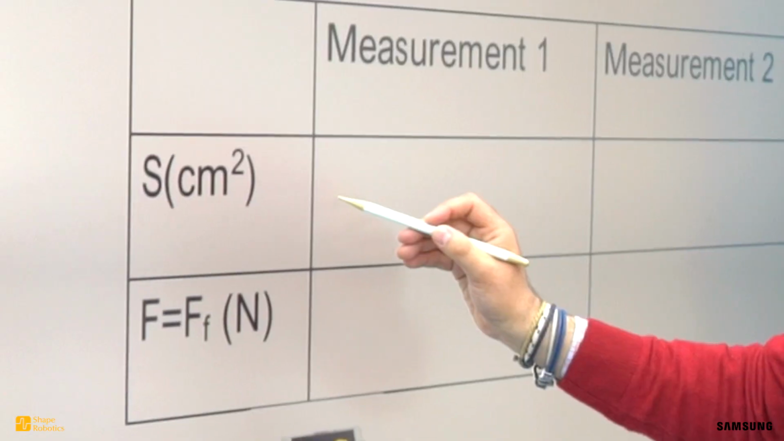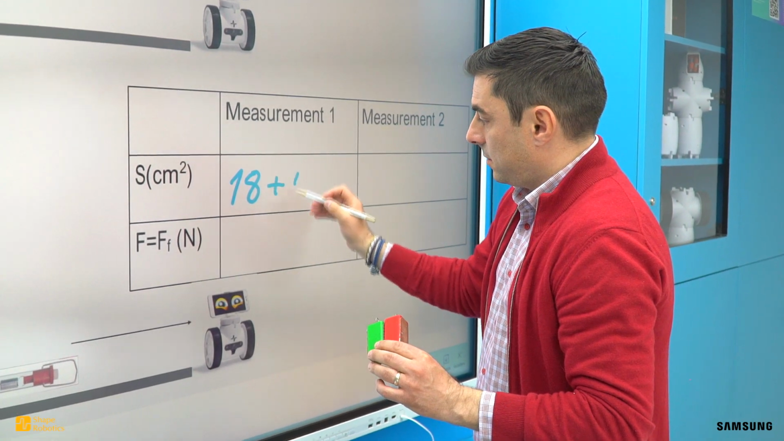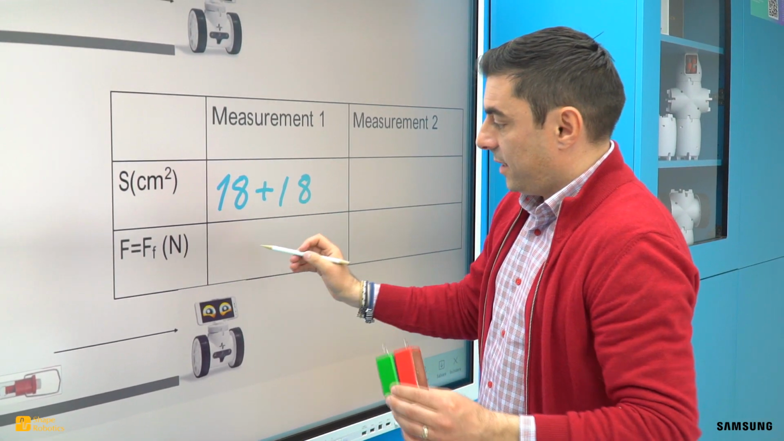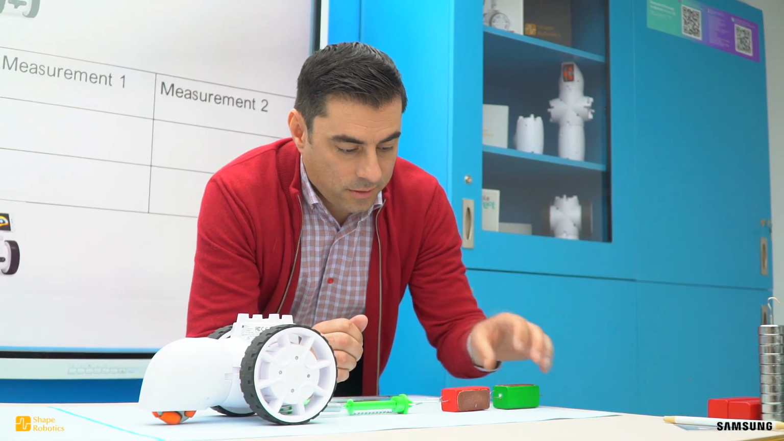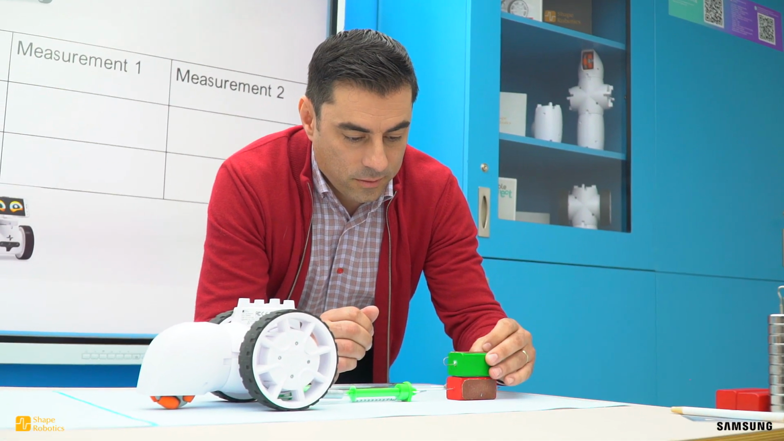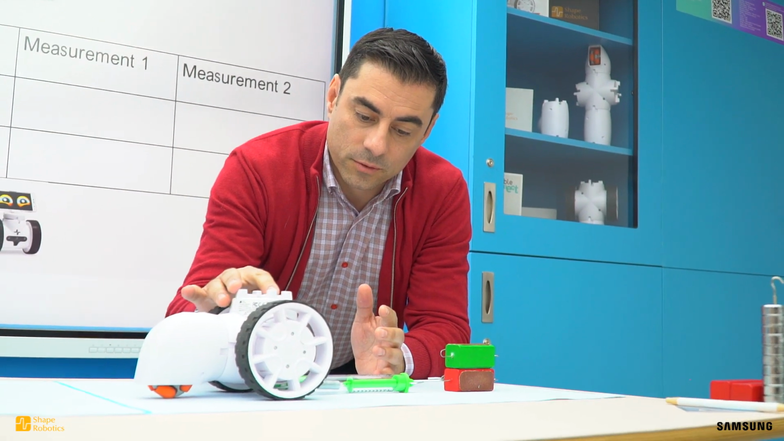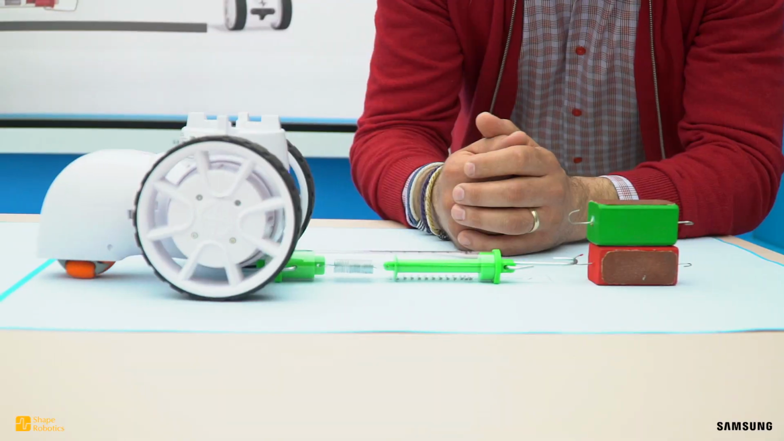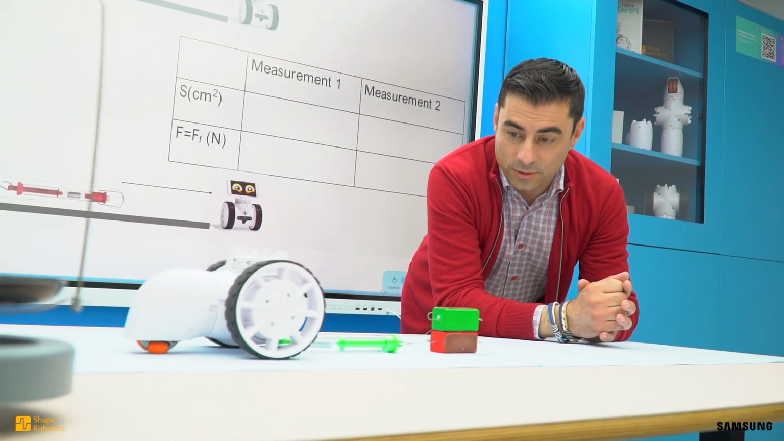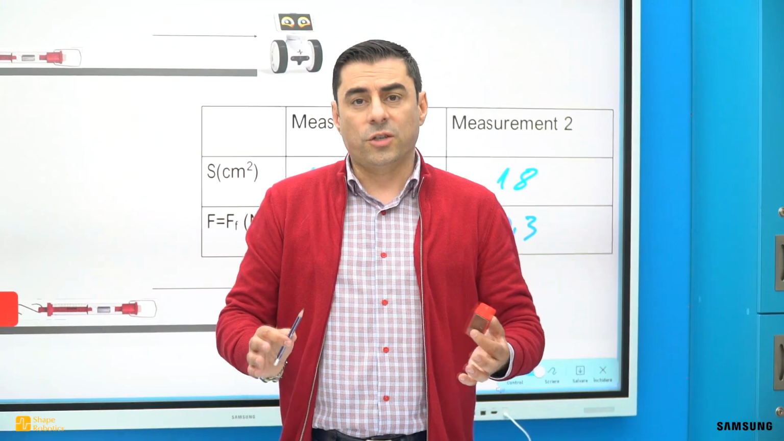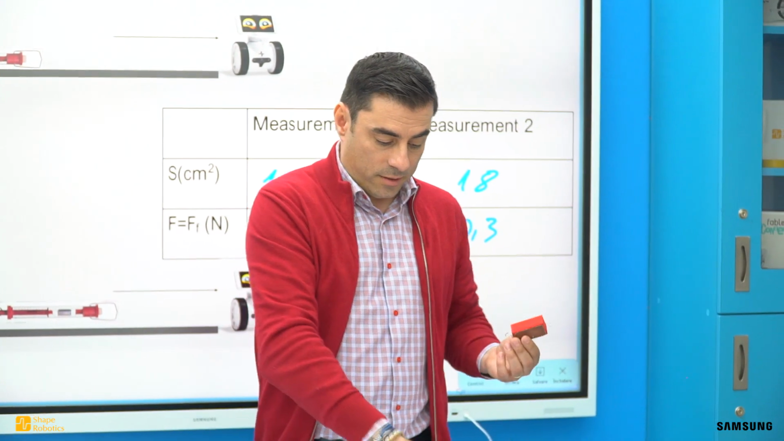So we have 18 square centimeters and another 18. And the result, it was 0.3 newtons. Now we have a small change. We will use this setup and we will measure again the friction force. As you can see, we have the same value, 0.3 newtons. So the conclusion is simple: friction does not depend on the contact area between object and surface.